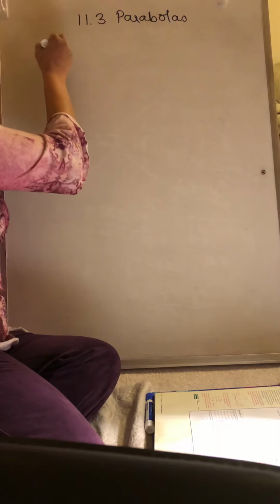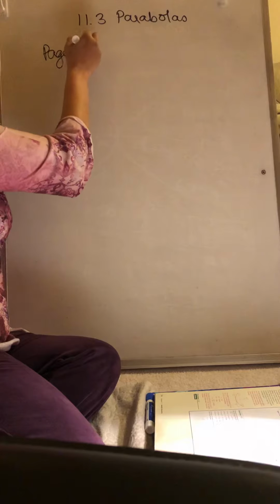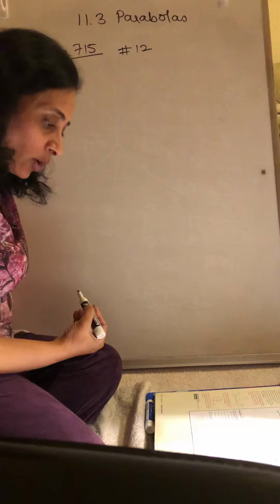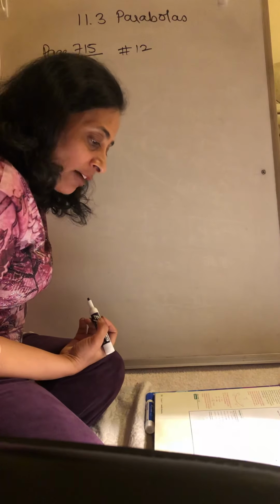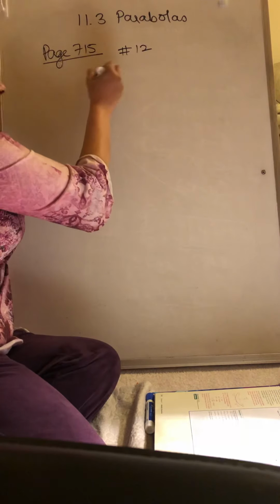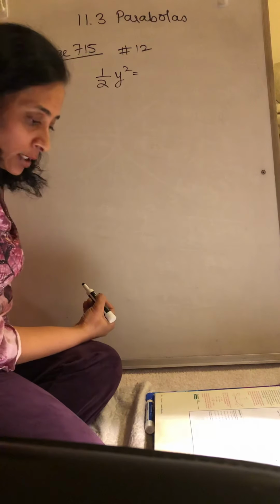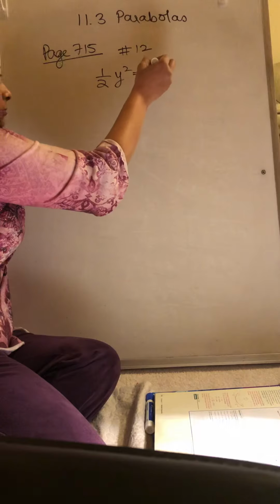So we were doing 11.3 parabolas. We are on page 715. I said I'll do the odd ones. You have to do the even ones for homework. So I'm doing problem 12 now. It says sketch a complete graph of the equation: half y square equals 2x.